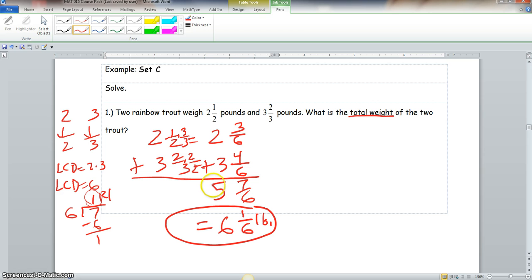Whatever number is in front of your remainder adds to this whole number here. So if that was a 2, then this would be 7 1/6. So then we add 1 to this 5. This is 6. Our denominator stays 6, and our numerator is our remainder. And that's it for this problem.